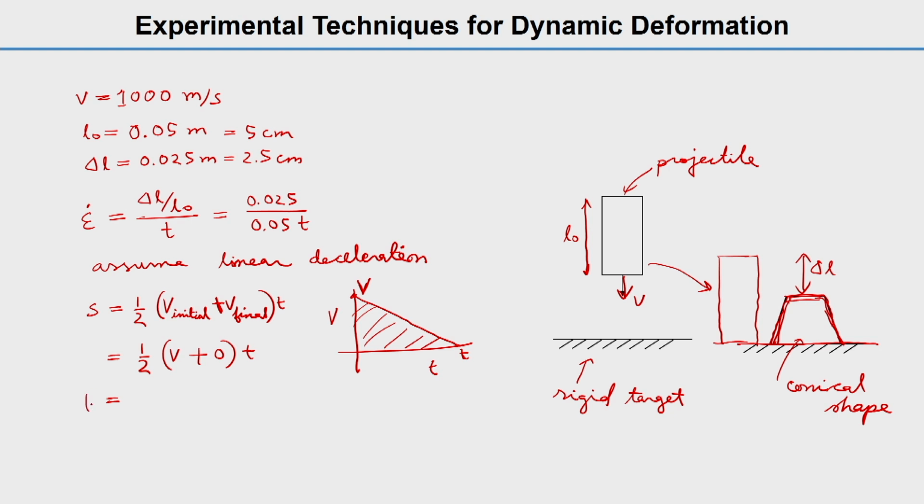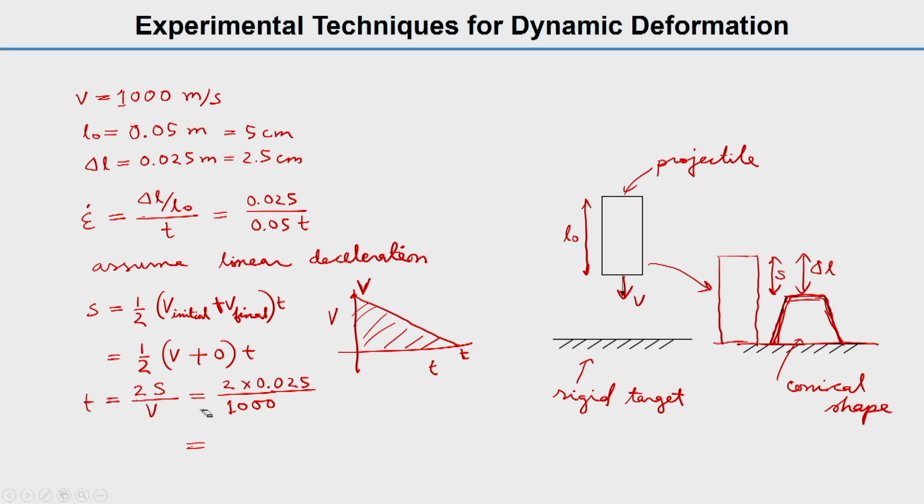Now how to get the time? Time is equal to twice s divided by v. So v is 1000 meter per second, and twice s. S is nothing but 2 multiplied by 2.5 centimeter. That means the reduction of the length. That means the projectile moves to this position, so that is equal to s. We can probably keep the time value here.